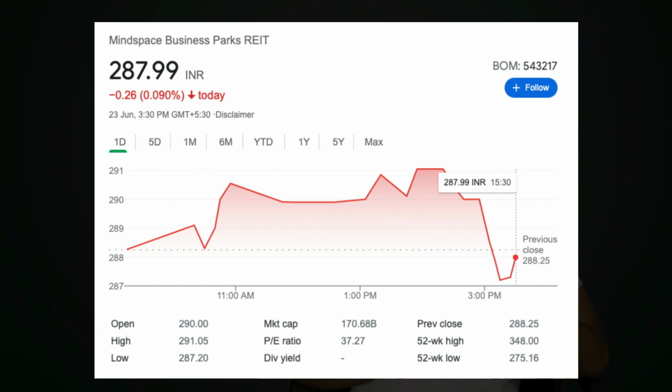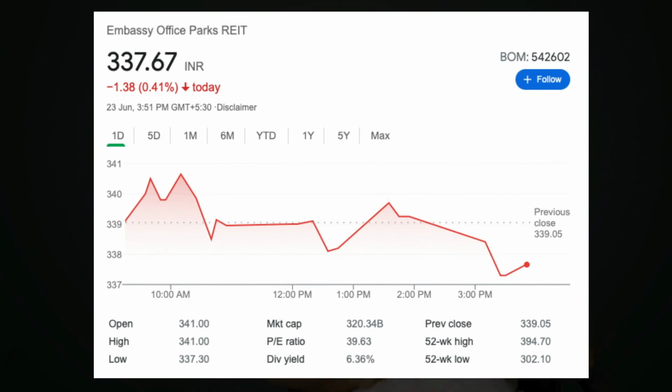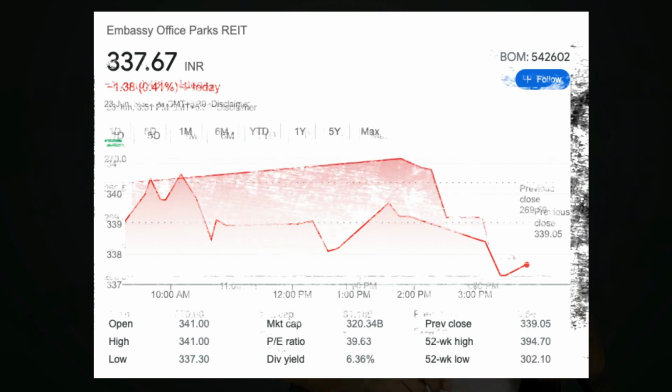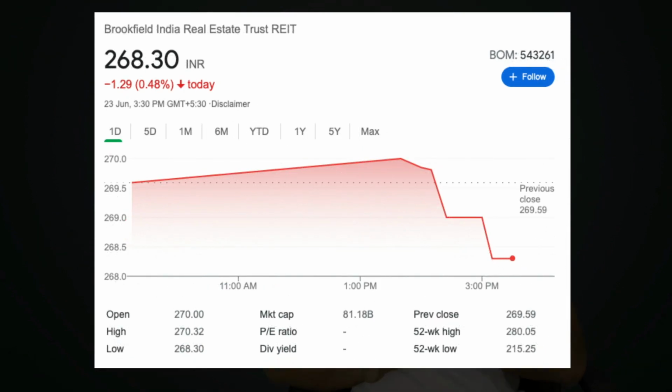Now, if you want to know the current prices of these units of these REITs, let me tell you that as well. Mindspace is currently trending at 287 rupees per unit. Embassy Park is currently trending at 337 rupees per unit. And Brookfield India Real Estate Trust is currently trending at 268 rupees per unit. So these are the prices which the real estate investment trusts are currently trending at.